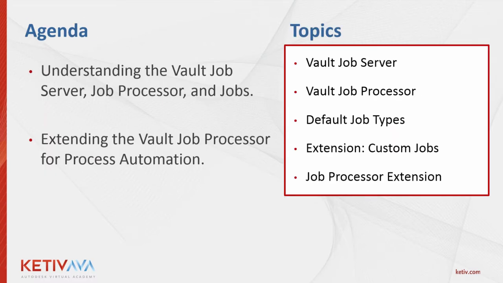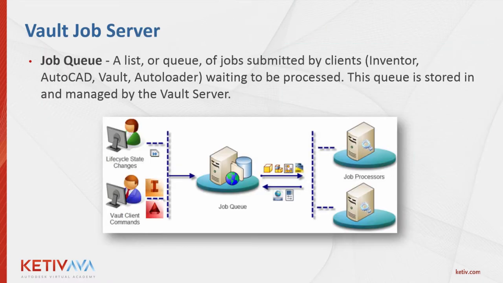So for the agenda today, we're going to talk about the underlying technology of the Vault server, the job processor, and jobs. This is the base for which we're going to actually do our extension or automation using the job processor. So we're going to look at the job processor, the server, the different default job types that come with Vault Professional. We're going to look at the extensions and what we call custom jobs, and the job processor extension itself.